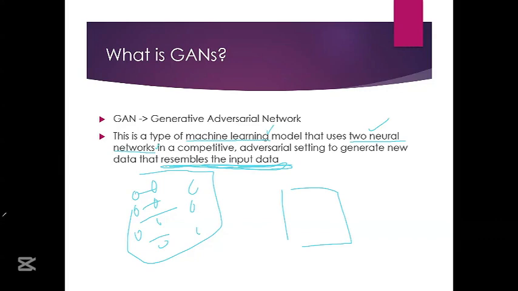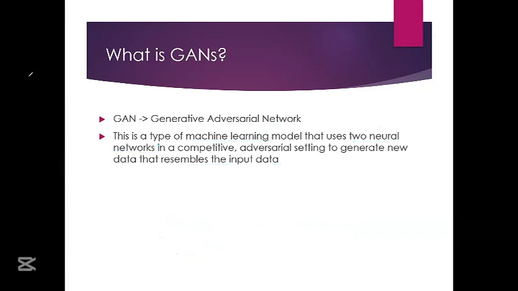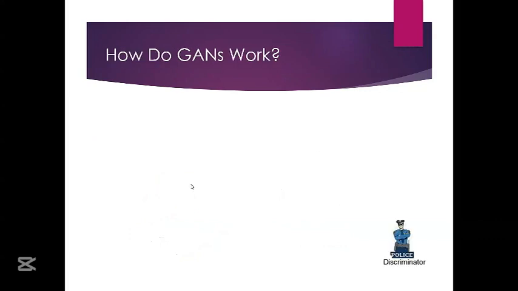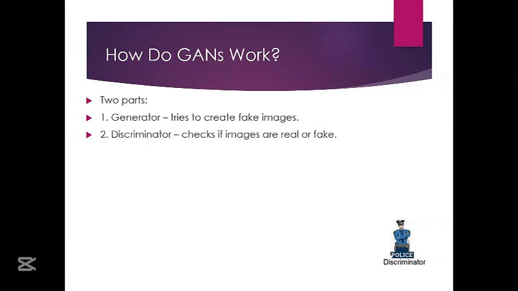Okay, so now let me go to the drawings. Here we go. In the GAN, there are two parts. As I said earlier, the two networks are two parts. The first part is the generator, which I will explain later. The second part is the discriminator.